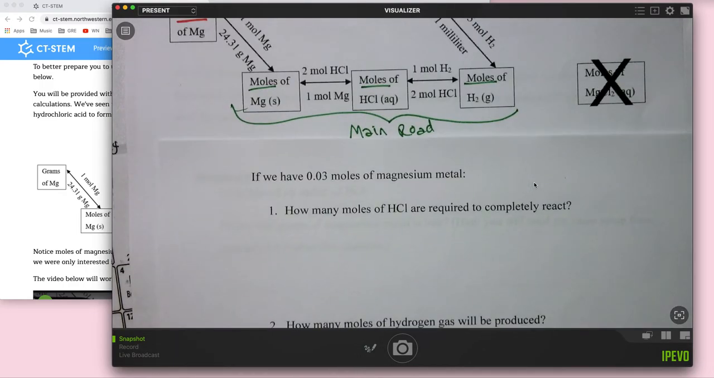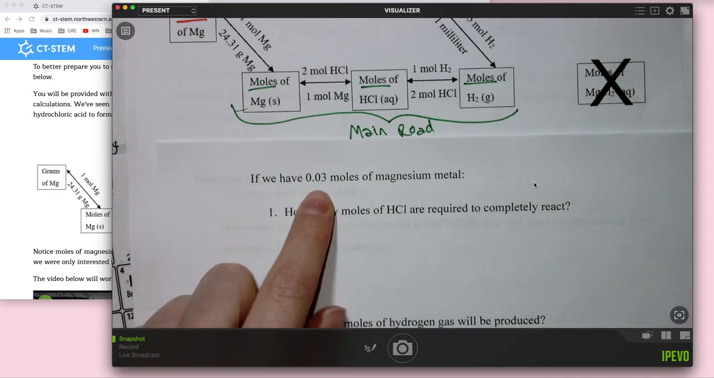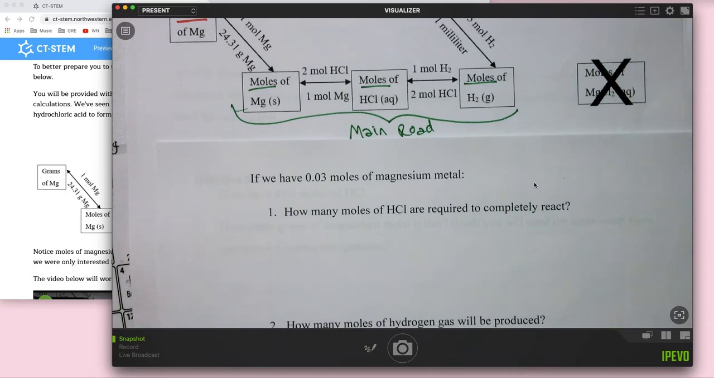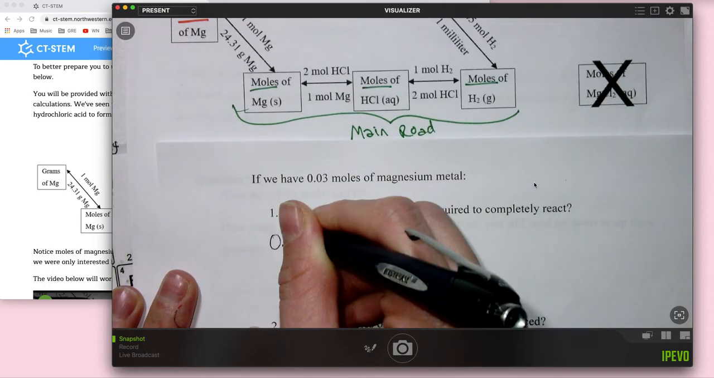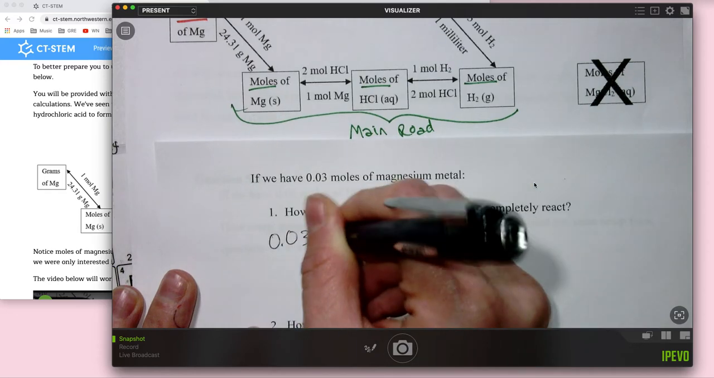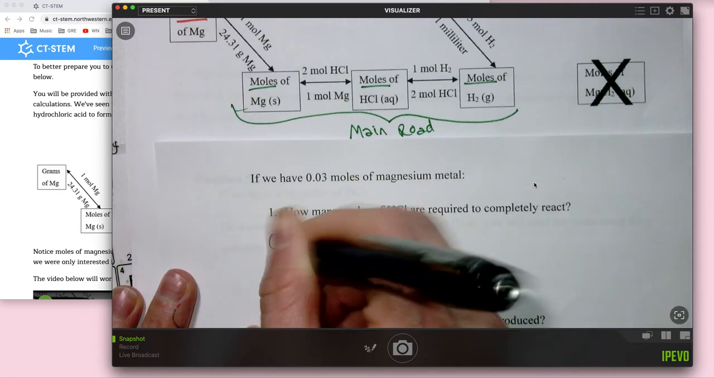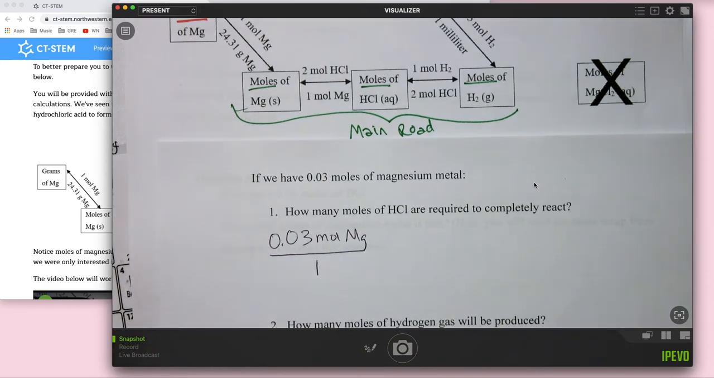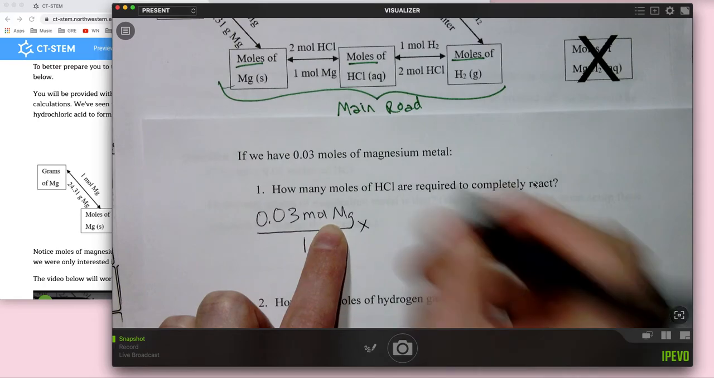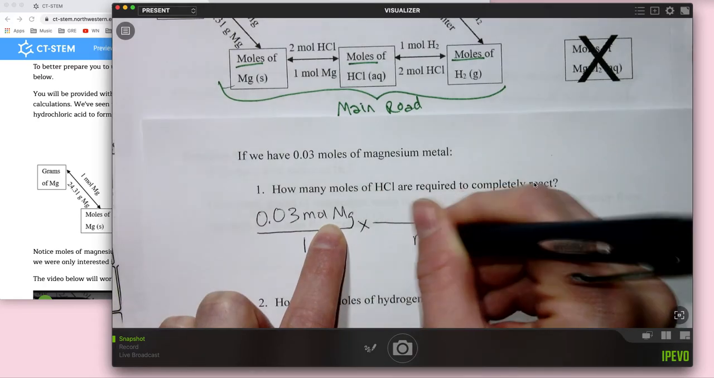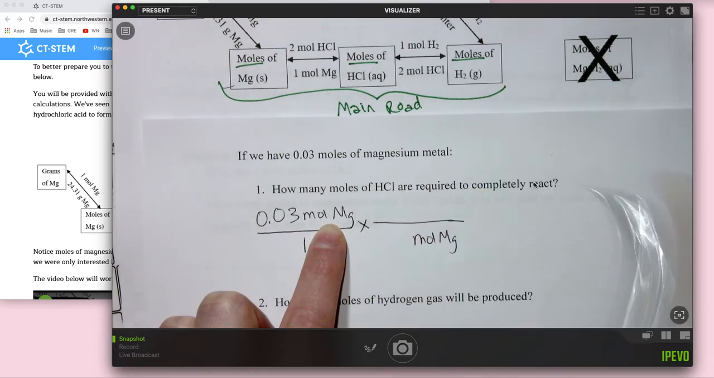Okay, so to begin with, how many moles of hydrochloric acid are needed to completely react? So we have 0.03 moles of magnesium. We always start by just writing the number that we're given. The number we're given is 0.03 moles of magnesium. We put that over 1. Now, without looking at anything, I know that because mole of magnesium is in the numerator, mole of magnesium is going to be in the denominator.